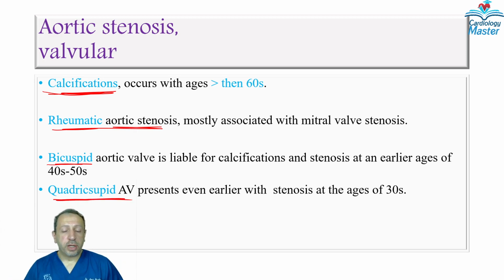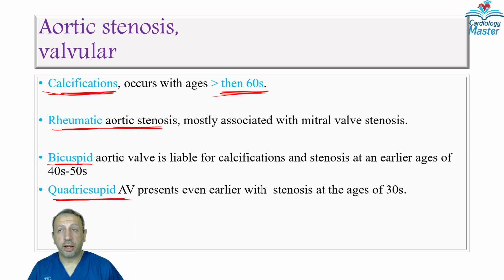The calcification is a progressive process that takes time and manifests with aortic stenosis at ages more than 60 years. So if a patient presents to you that he is more than 60 years of age with signs and symptoms of aortic stenosis, the most common likely cause is progressive aortic valve calcifications.